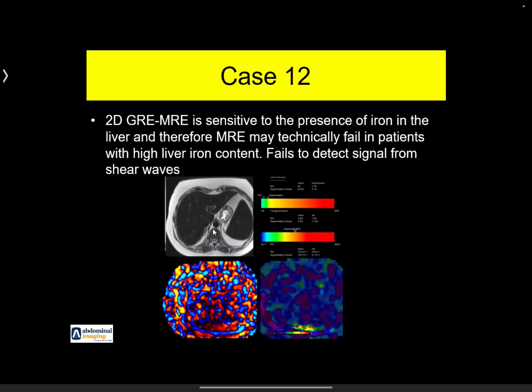There is iron overload, and MR elastography doesn't perform well with iron overload, so you have to reject the study.